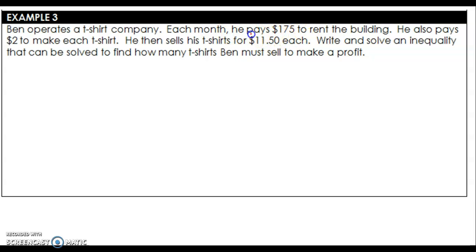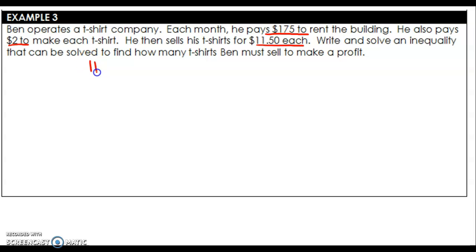So this $175 that he pays to rent the building, that's coming out of his pocket. He's going to pay that even if he doesn't sell any shirts. And if he doesn't sell any shirts and he has to pay to rent the building, he is not making any money. And he's also paying $2 to make the shirts. So this is his out-of-pocket cost. Where he's making his profit is this $11.50 that he's selling the t-shirts for.